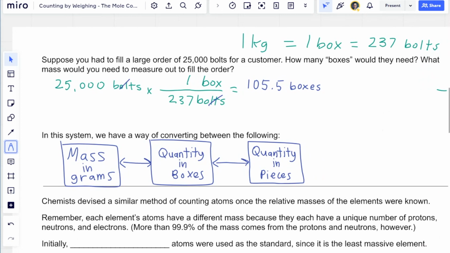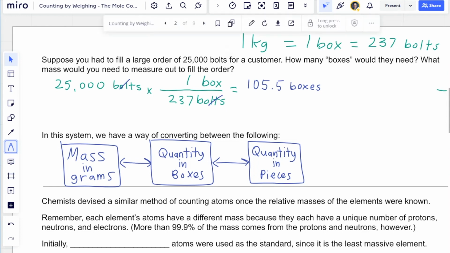In my previous video, I showed how we could use the concept of a counting unit called a box to count up large quantities of bolts. We set the quantity to equal the number of bolts in 1 kilogram. Now that number didn't come out to be a nice round number. It was 237 bolts. And we wouldn't really expect it to be a nice round number since it's based on a nice round mass.